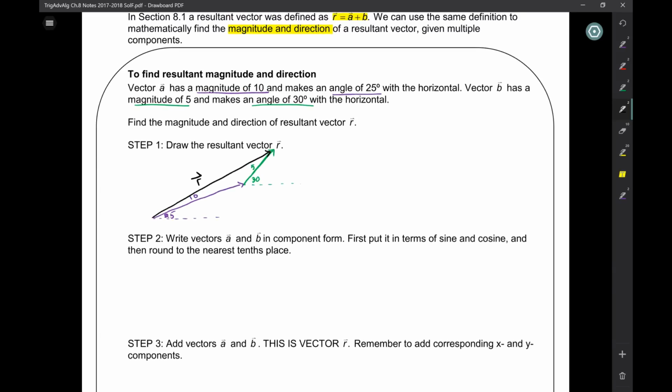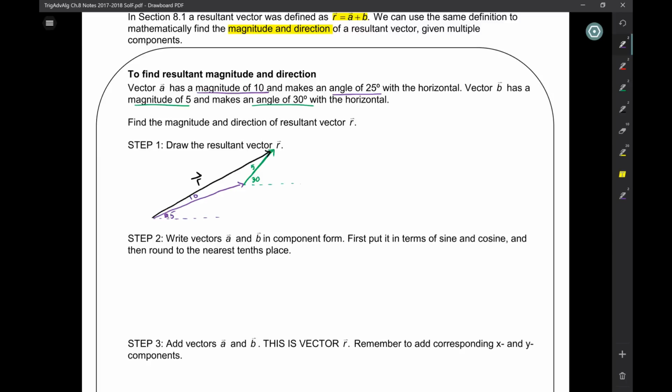Now, here's what we're going to do. We're going to write vectors A and B in component form. I'm going to color code this as much as I can. So step 1, you can do it if you want. You can actually solve this problem without drawing them. Drawing them just gives you a visual, right? Okay, so write A and B in component form.